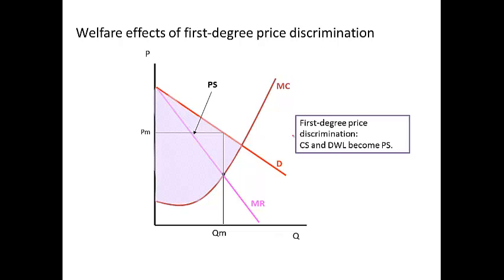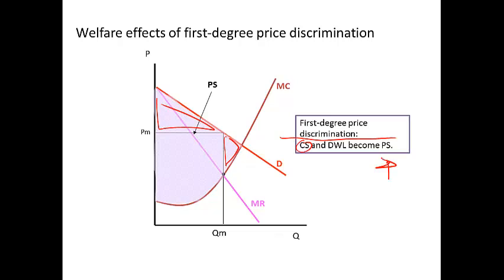So with first-degree price discrimination, the producer surplus area remains producer surplus relative to a single price monopoly, but consumer surplus, the stuff that used to go to consumers, and the stuff that used to be deadweight loss, all become producer surplus.